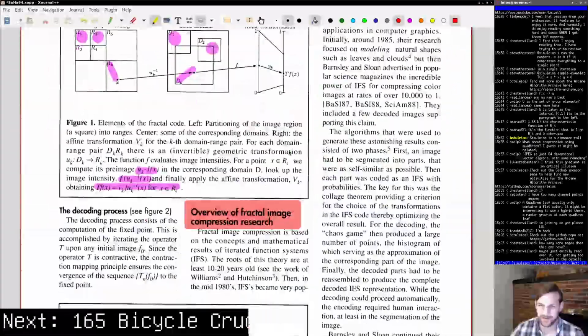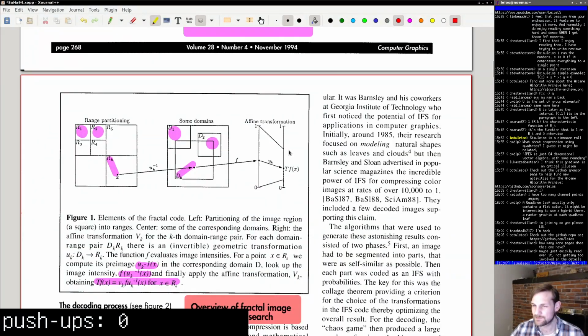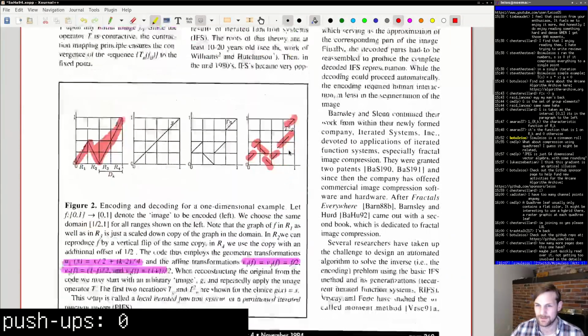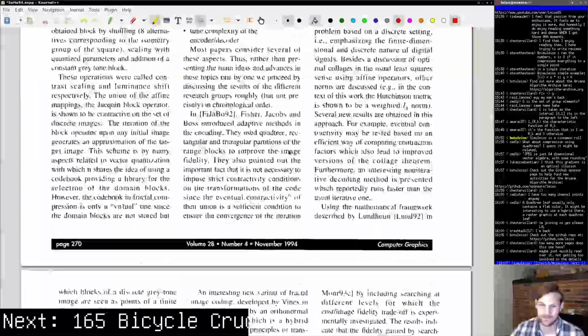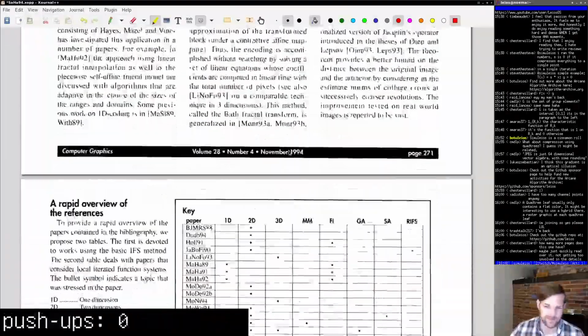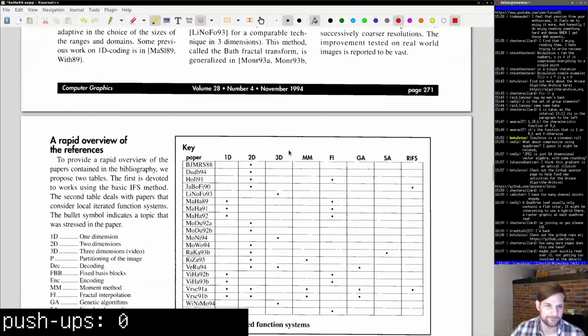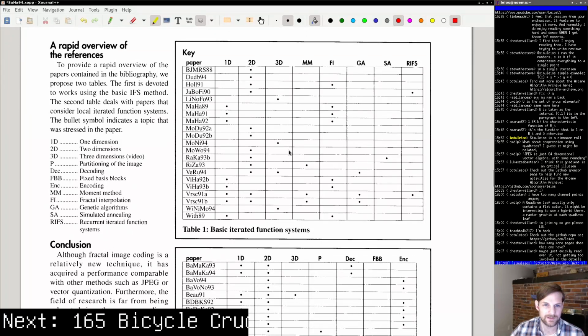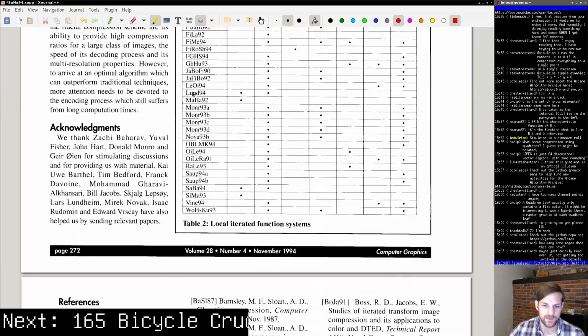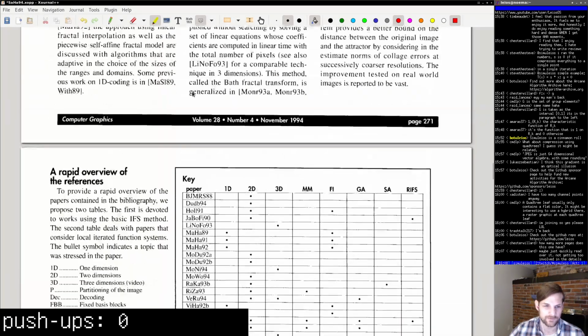Yeah, we could. The problem is, skimming things on stream is really difficult because as you start skimming through things, it just becomes completely unfollowable. But maybe we can look at this, right? So they've got basic iterative function systems. And then down here they have local iterative function systems.